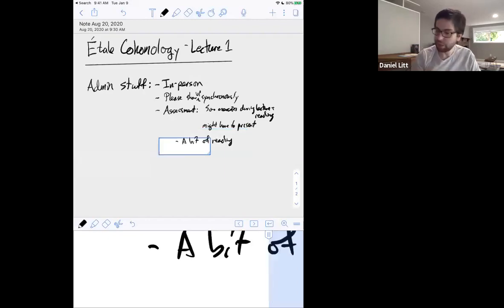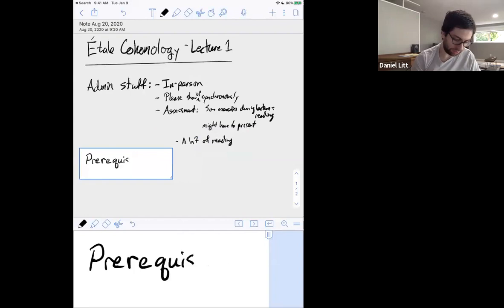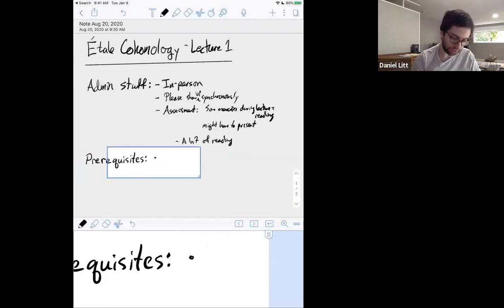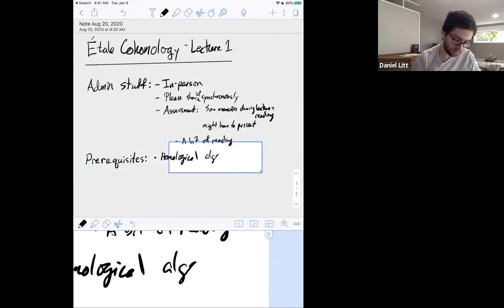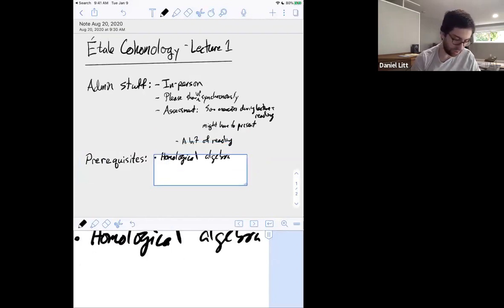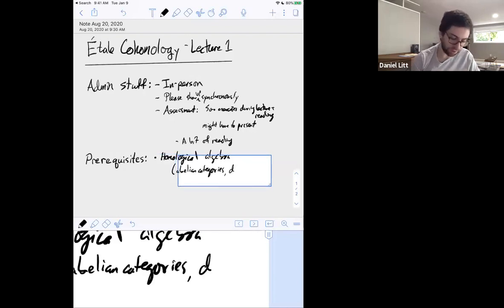All right, so let me say what are the prerequisites for this course. And this is something that's relevant not just to the people at UGA. So what I'm going to assume is some knowledge of homological algebra. And in particular, I'm going to assume you at least have some familiarity with abelian categories. You don't really have to know a huge amount about them. You have to know they're kind of like categories of modules. You have to be pretty comfortable with derived functors.